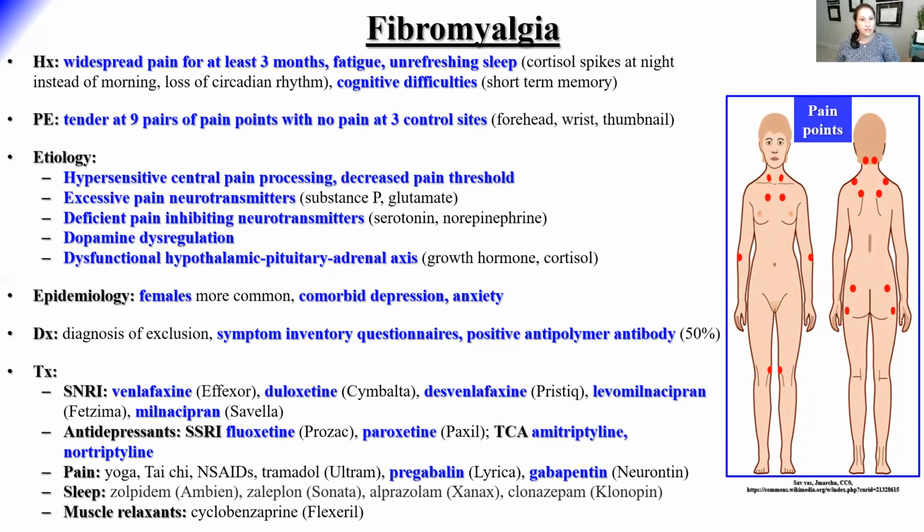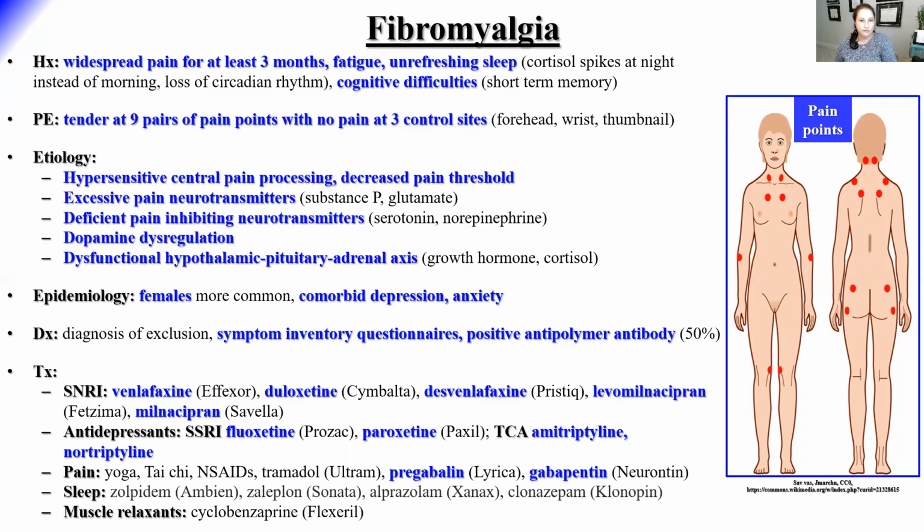Females are going to be more likely to be affected by this, and here's an important point. This is highly correlated with comorbid depression and anxiety. There's no magic bullet to diagnose this one. It's a diagnosis of exclusion. There are some symptom inventory questionnaires that your patient can fill out, and there's one lab called an antipolymer antibody that will be positive in about 50% of these patients.